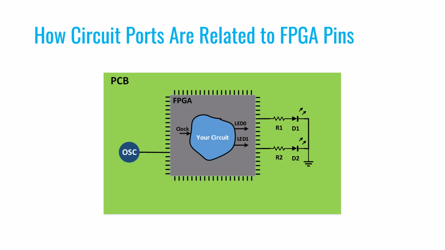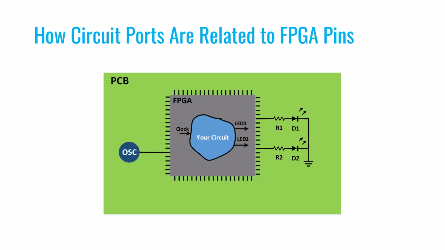To do so, I'll use this diagram that I've prepared on this slide. In the diagram, you can see a very simple circuit, a PCB or printed circuit board with an FPGA, an oscillator, and two LEDs. Our goal is to design a circuit that turns these LEDs on and off in a specific way. Since this is a sequential circuit, we'll need an oscillator, which, as you can see, is located on the board. Now, suppose that you've designed this circuit using a hardware description language like VHDL.